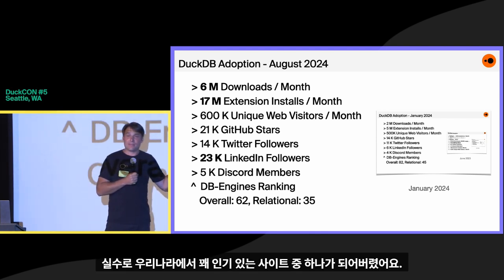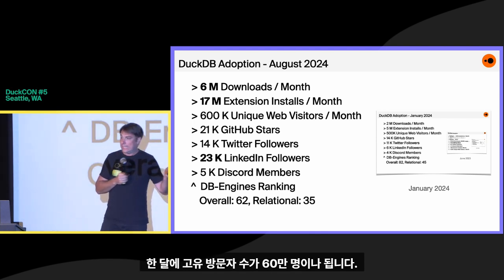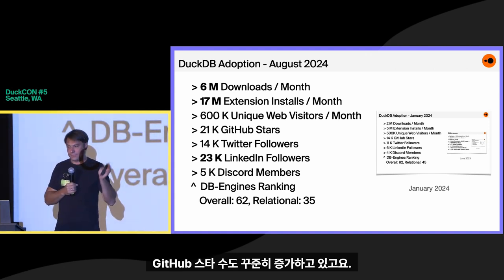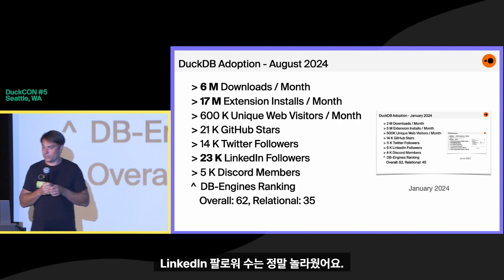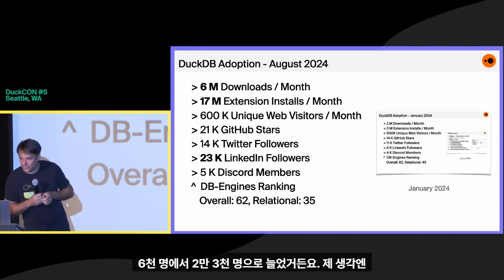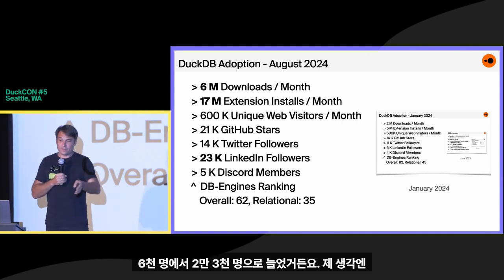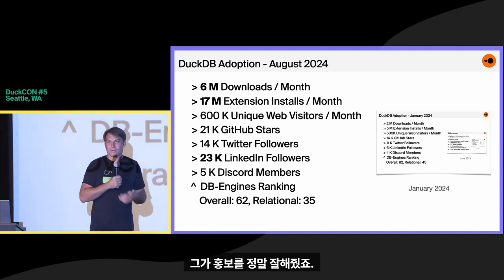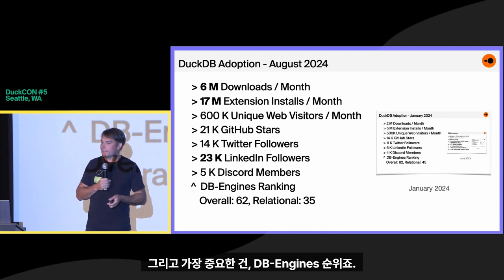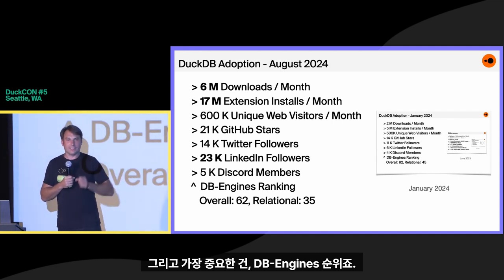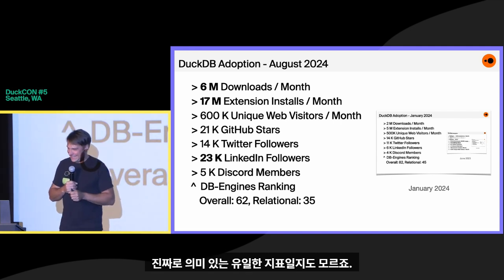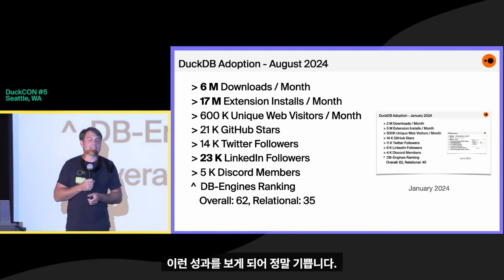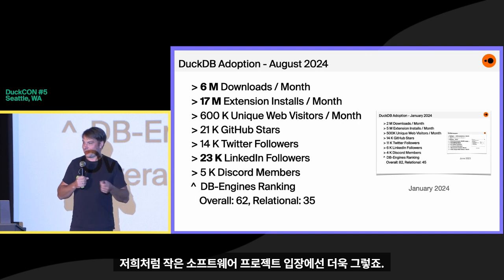Our website, we accidentally made one of the more popular websites in our country, with 600,000 unique web visitors per month. GitHub stars have been going up. LinkedIn followers is one of the more surprising numbers. We went from 6,000 to 23,000, which is, I think, also thanks to Gabor's work on promoting DuckDB on LinkedIn. And most importantly, the DB-Engines ranking, the only thing that really matters, went up 10 points in the relational ranking, which is really exciting to see for our scrappy little software project.